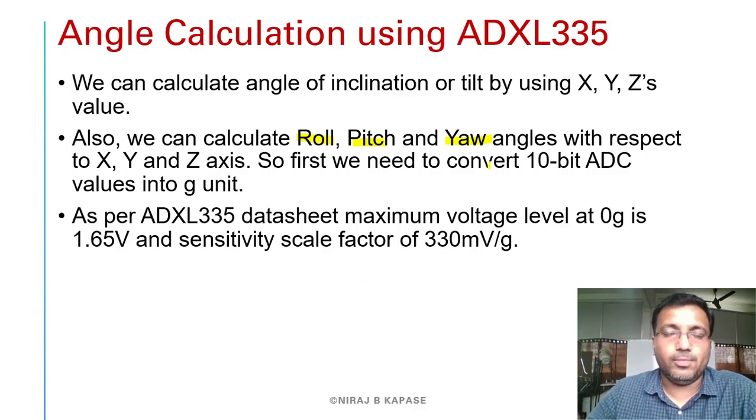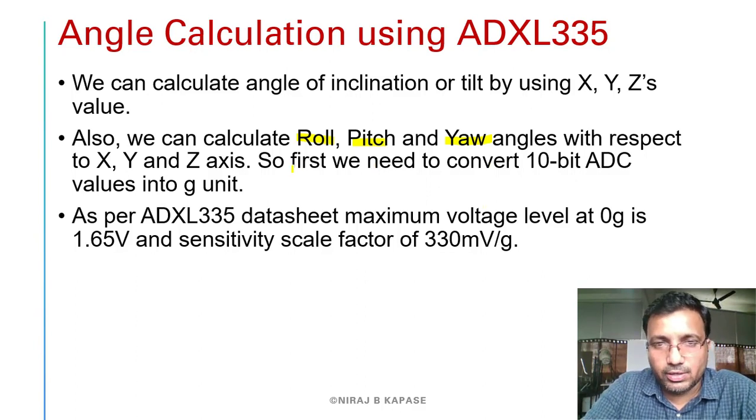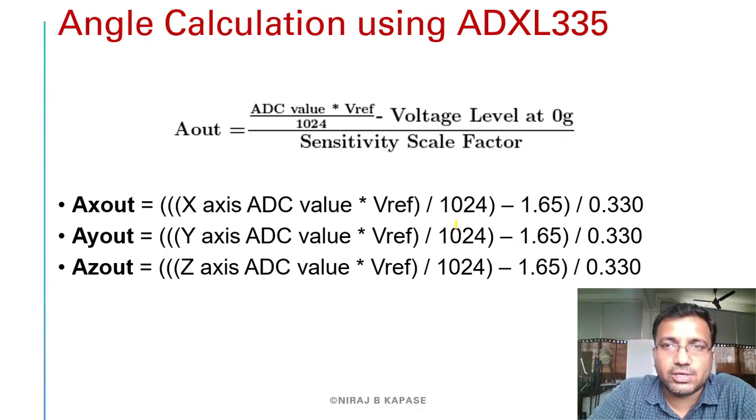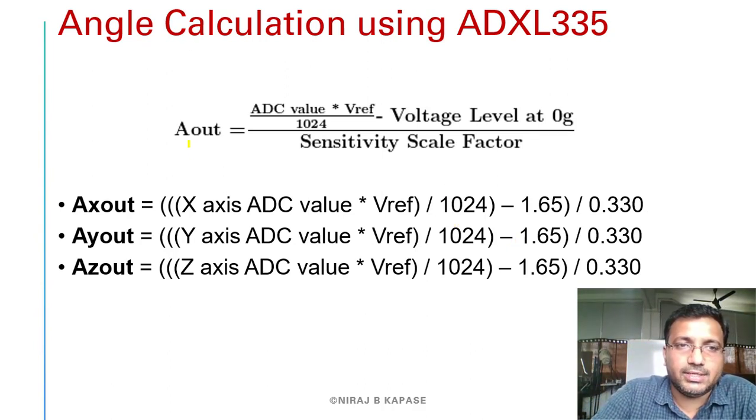So there are different formulas available to convert this 10-bit output into a G unit. As per the ADXL335 datasheet, the 0G voltage level is 1.65 volt, and the sensitivity scale factor is 330 millivolt per G. Here is a formula to convert your analog output voltage: A out is equal to ADC value multiplied by V reference divided by 1024, because it is a 10-bit, that's why it's 1024, minus the voltage level at 0G, and divided by the sensitivity scale factor.